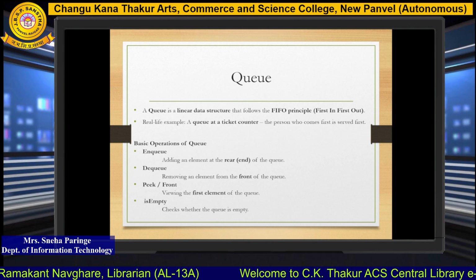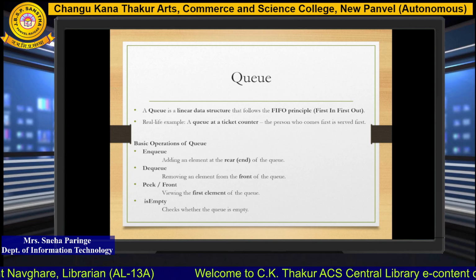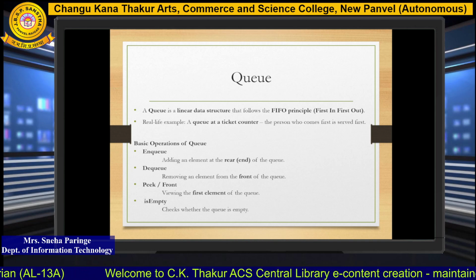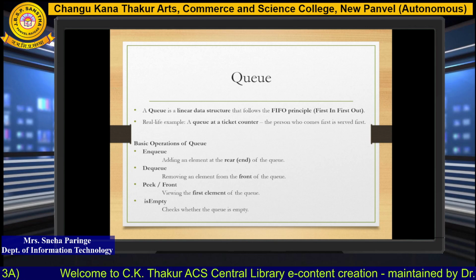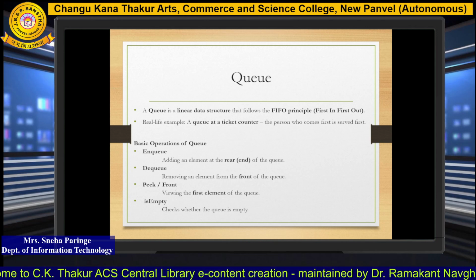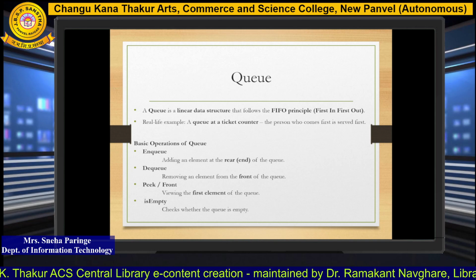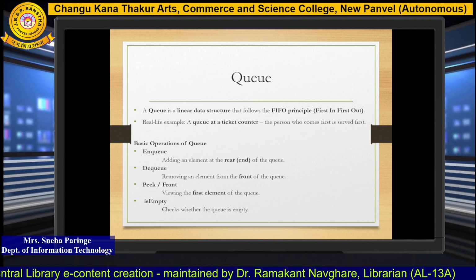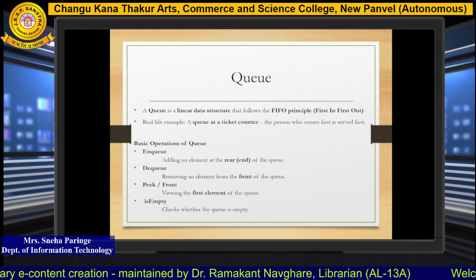The last one is the queue. Queue is again a linear data structure, but it follows the principle of FIFO, that is first in first out. We can take the example of a queue at the ticket counter. The person who comes first will get the ticket first. This is followed by the queue. Enqueue, dequeue, peek and is empty are the operations we can perform on the queue.